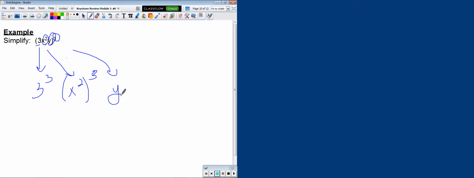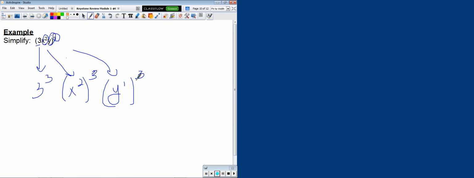So just note for this next example, you have two different variables. So I'm still just going to take each part, the 3, the x squared, and the y to the 1st. I'm going to take each part and I'm going to take them to the 3rd power. So I'm going to take first 3, and I'm going to cube that, and then I'm going to take x squared, and I'm going to cube that, and then I'm going to take y to the 1st and I'm going to cube that.